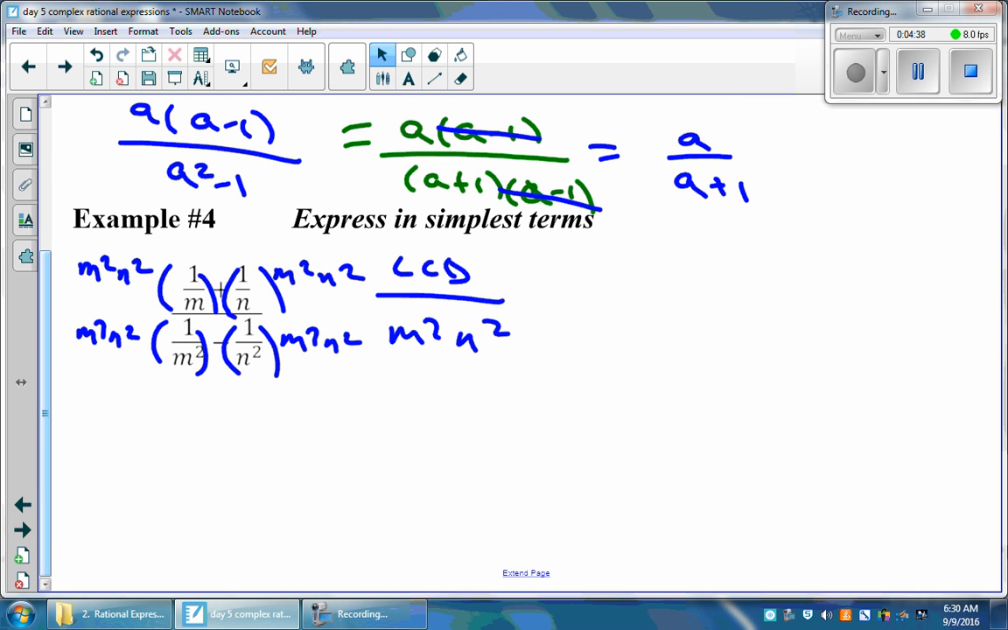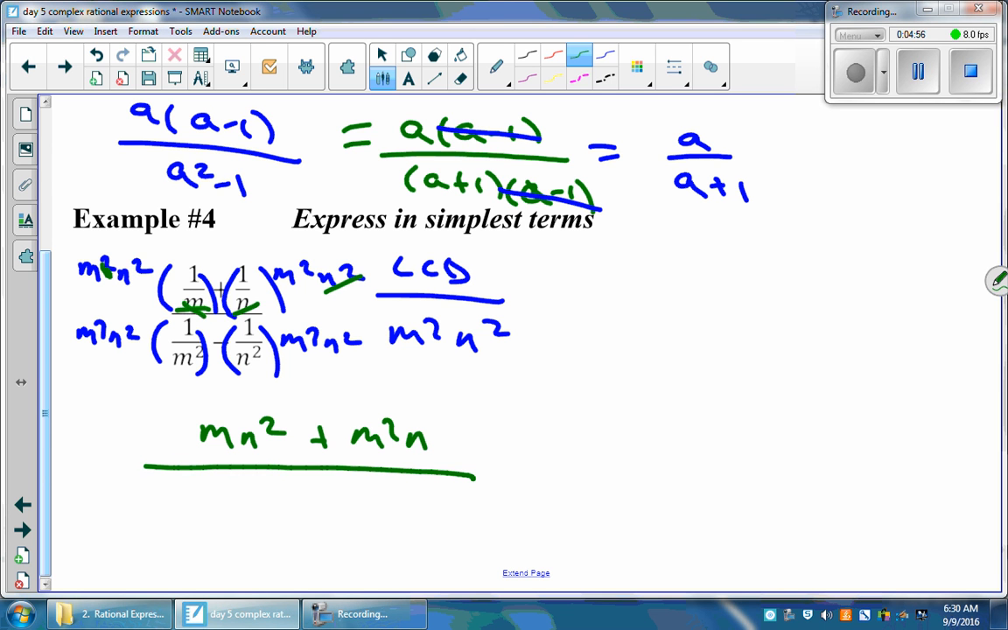Now, as I multiply, things are going to reduce, things are going to cancel. This m is going to get canceled, this m squared is going to become an m. So it's now mn squared times 1, which is mn squared. Over here, the n is going to reduce with the n squared, and I'm going to be left with plus m squared n. In my denominator, this m squared is going to cancel with this m squared, leaving me an n squared times 1, which is n squared. Over here, n squared cancels with n squared, so I'm left with minus m squared.